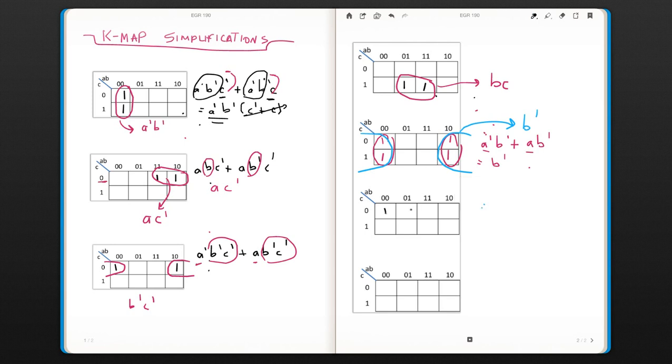This would be another example of circling more. Instead of getting just these two, you can get the whole group together. So A and B are both changing, but C is not changing, so the function is going to be C'. One last.